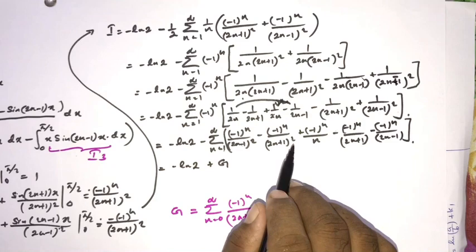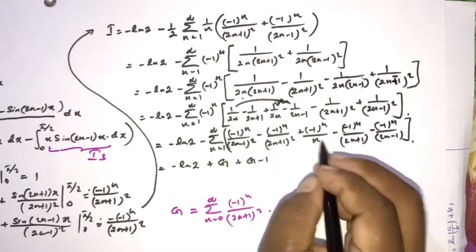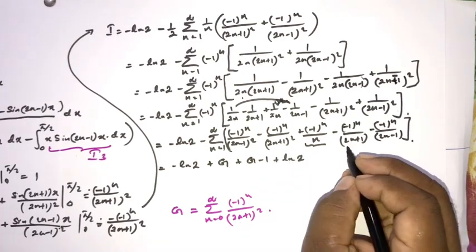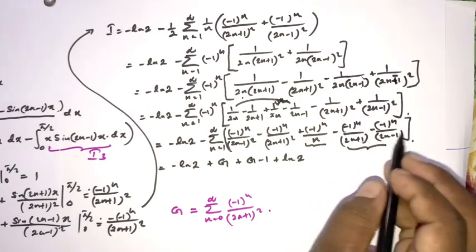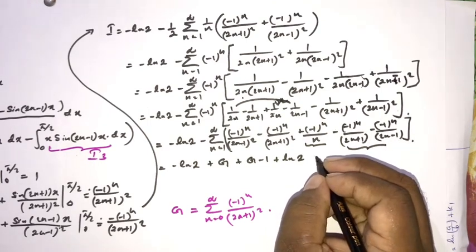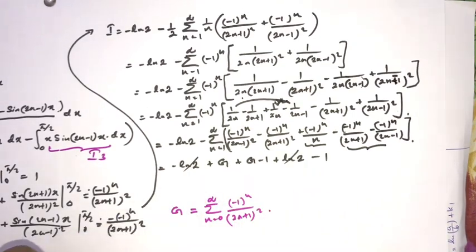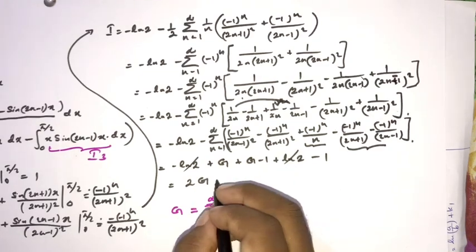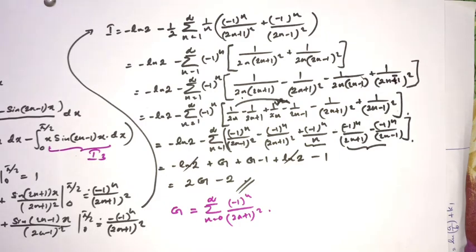So here we have 1 minus G, so minus, so G minus 1, and here we know plus natural log of 2, and also you can simply evaluate these two parts. We know this is equal to 1, so minus 1. Then we know natural log of 2 gets cancelled, and here 2 times G minus 2. Okay, this is the answer for this integral.